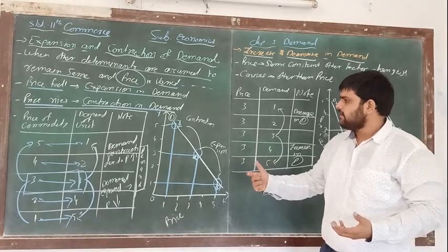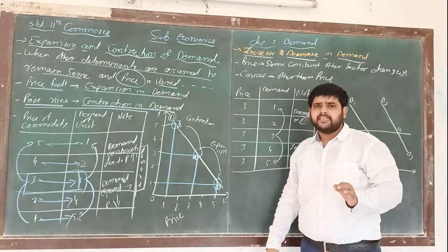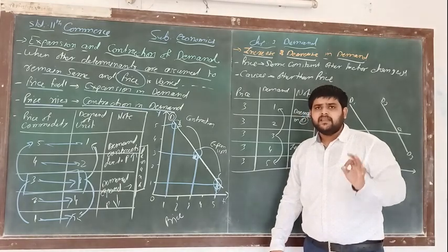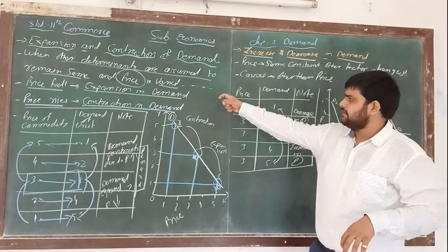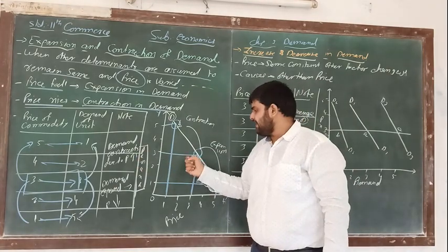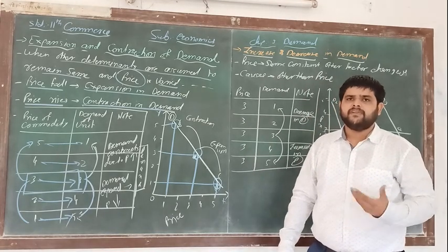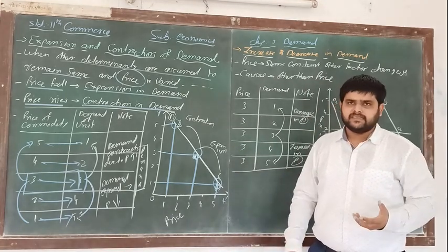So this is expansion and contraction of demand. If this type of question is asked, you have to write down first this particular information, then the table, the graph, and the explanation of the graph. That much you have to write in your answers.